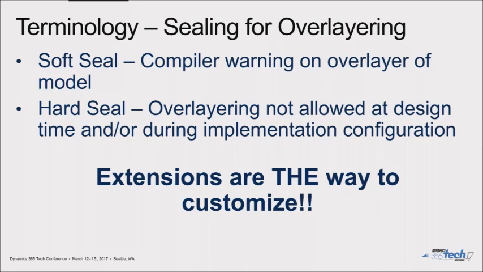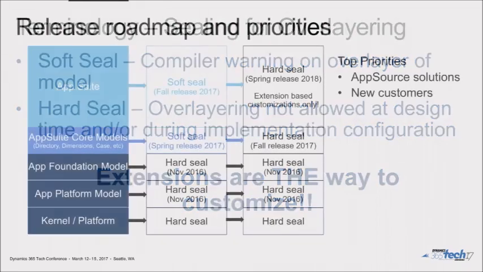The next level is a hard seal, which is a compiler error at design time, and we'll probably also do something around configuration, so that we don't have support for overlaying in the packages that get delivered. So that's a hard seal. Those are the two levels that we're going to go through, and the two levels that the app platform and app foundation models went through in the past year.